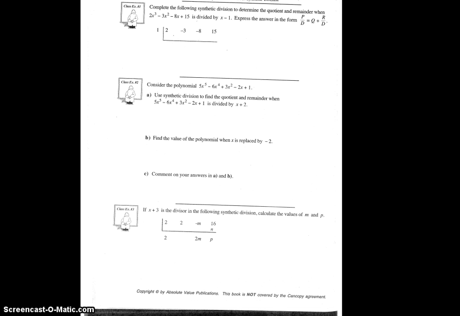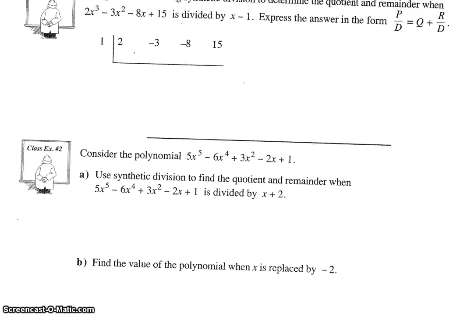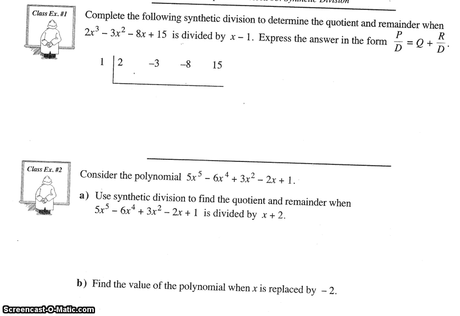All right, let's zoom in on this. Example number 1, first of all. Complete the following synthetic division to determine the quotient and remainder when 2x cubed minus 3x squared minus 8x plus 15 is divided by x minus 1. Just like with long division, we need to have a placeholder for each degree of x: 3, 2, 1, and then 0. So we have 2, negative 3, negative 8, and 15. You write the coefficients going across the top.